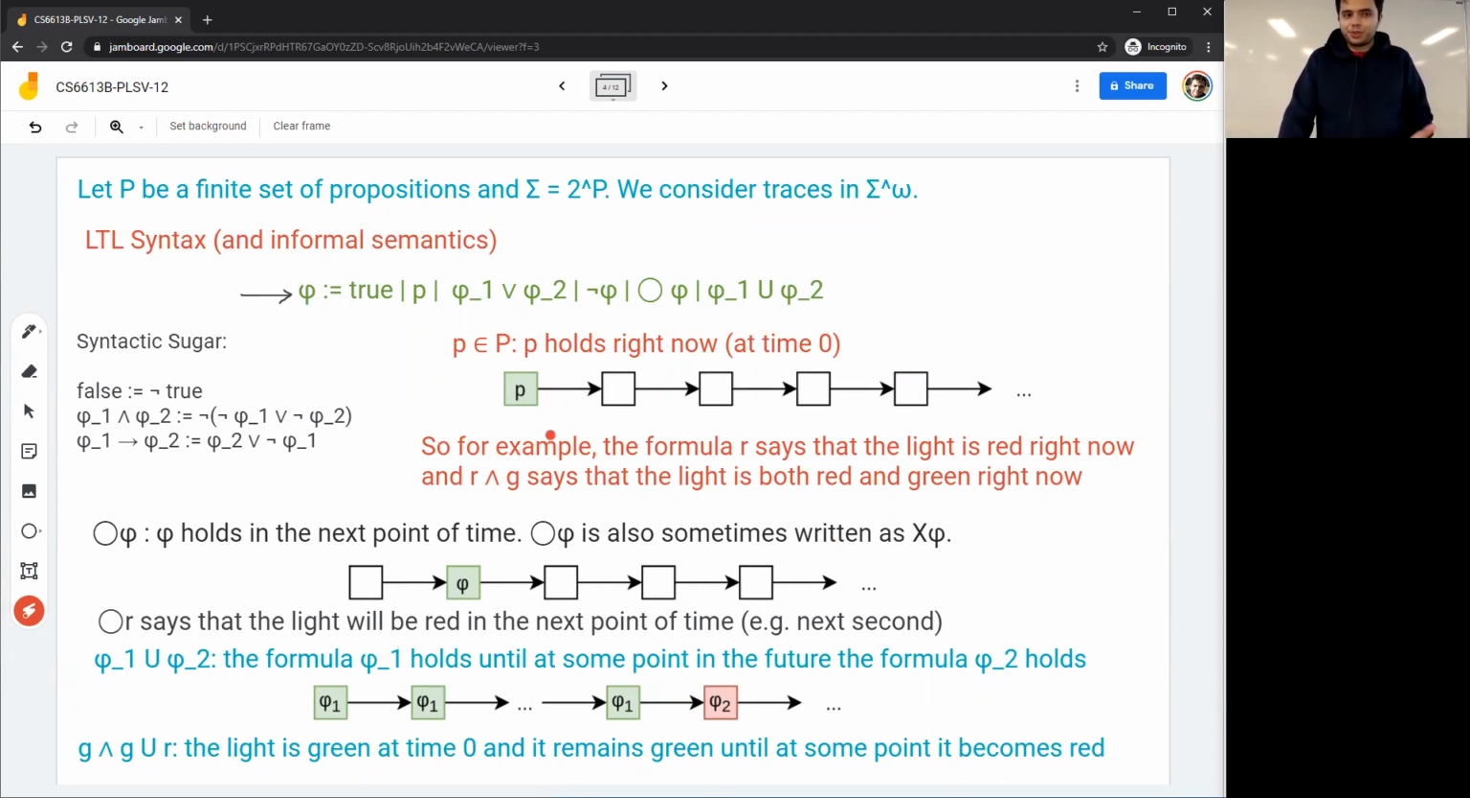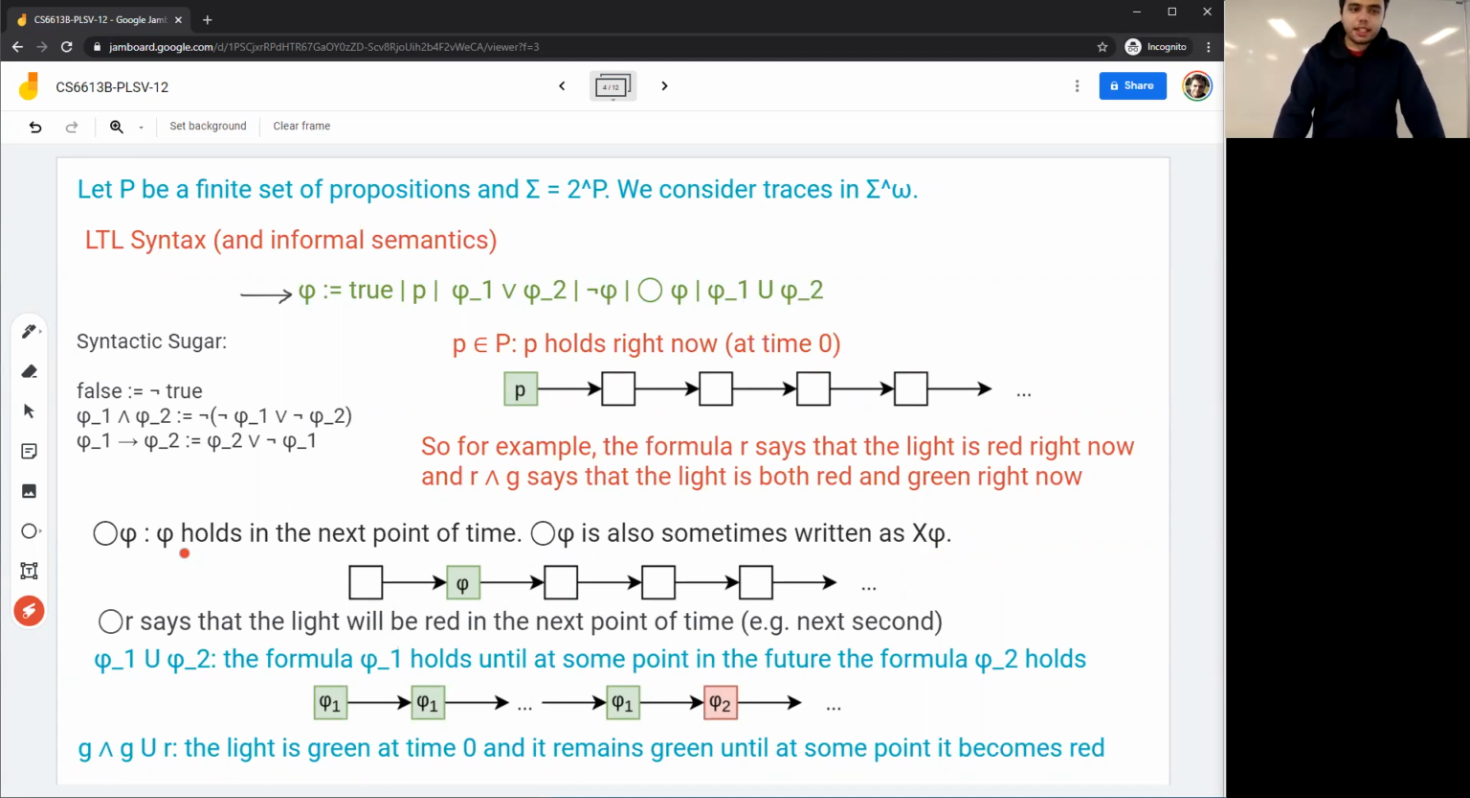And then I'm sure you know how to handle or and negation and things like that. Those are the easy ones. The ones that are actually interesting are the temporal operators. So we have this operator, which I read as next phi. And next phi means that I am claiming that phi holds in the next step of time. And sometimes instead of a circle, they just use an X. So circle phi or X phi are the same.